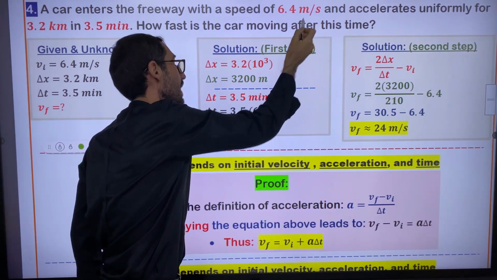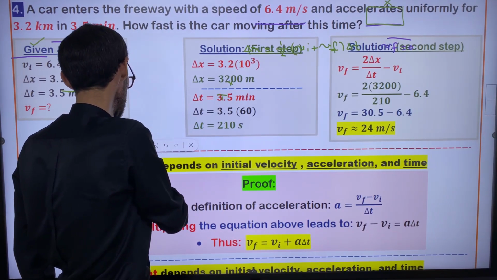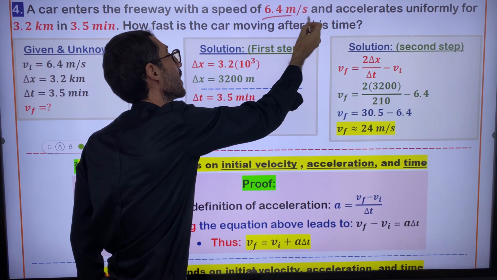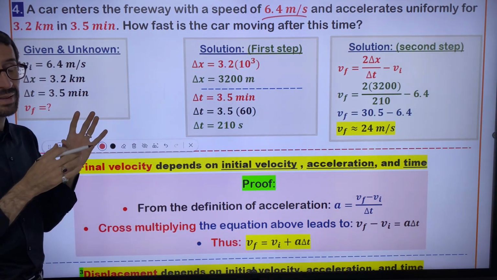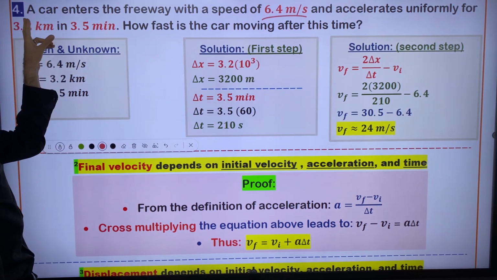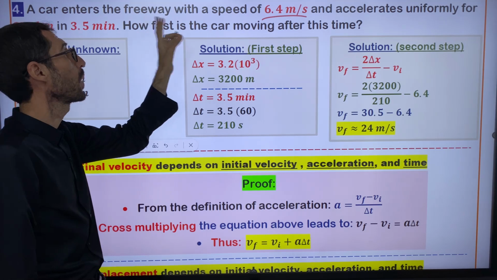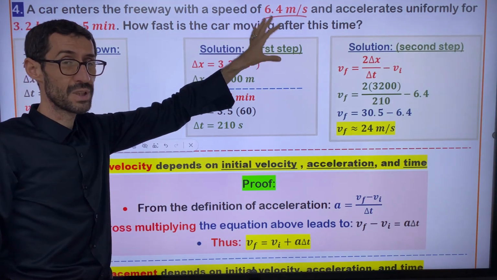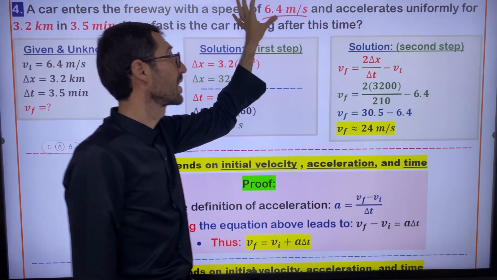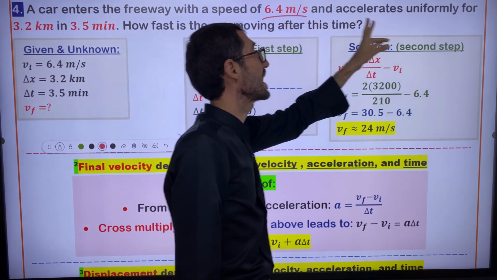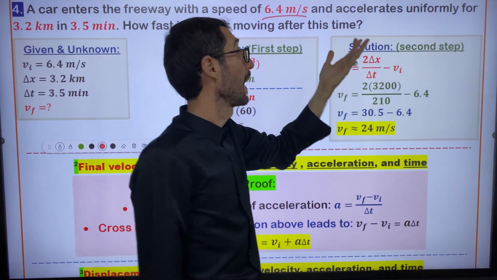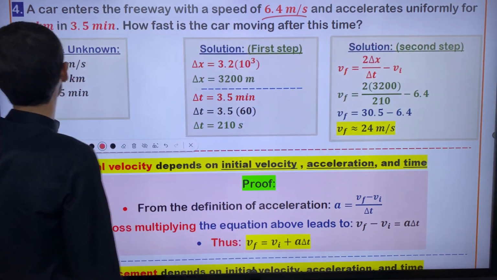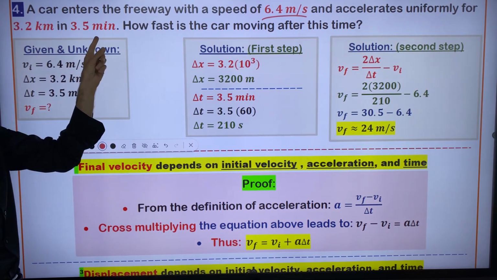It seems that this velocity is the initial velocity because, according to the question, it says a car enters the freeway with a speed of 6.4 meters per second. This is the initial velocity, and it accelerates uniformly. Accelerates means it speeds up. It speeds up uniformly for 3.2 kilometers in 3.5 minutes.